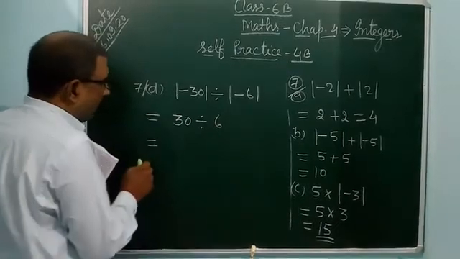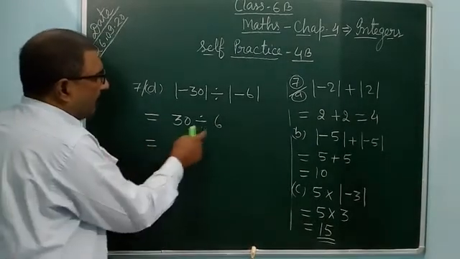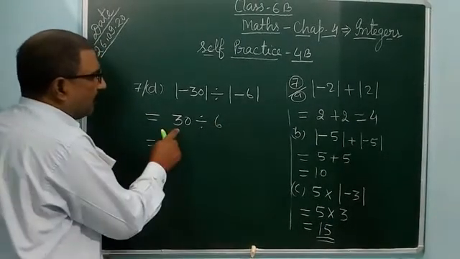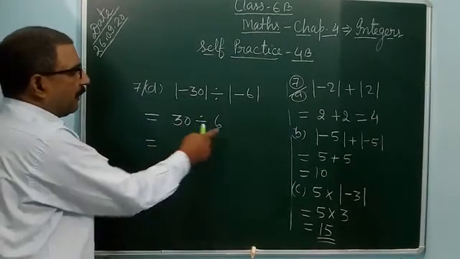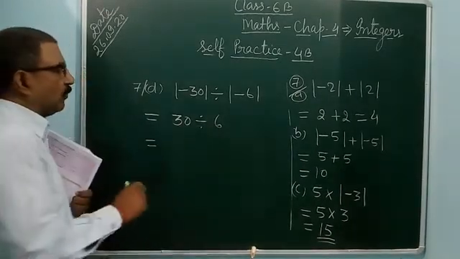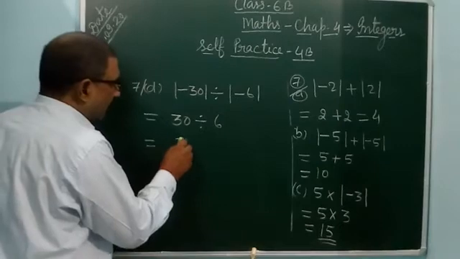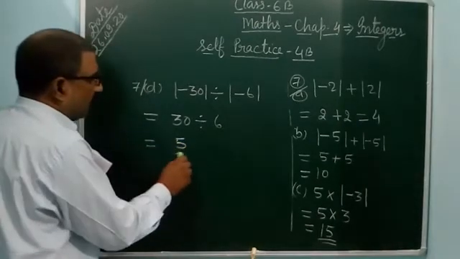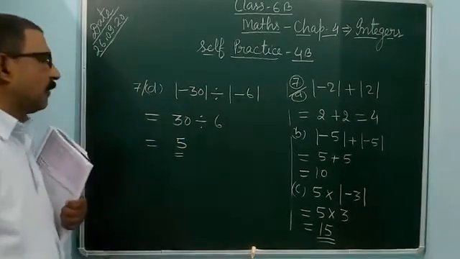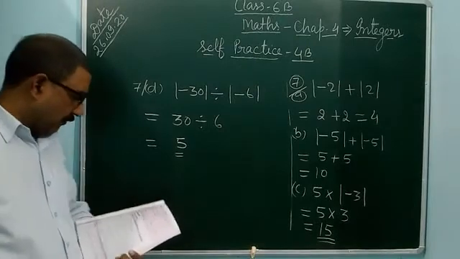Now 30 divided by 6. 6 times 5 is 30. If you divide 30 by 6, 5 times it goes. So it means 6 times 5 is 30. So 5 is the result. 5 is the answer. In this way you can do all the questions.